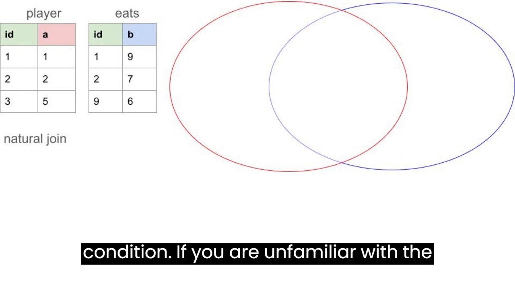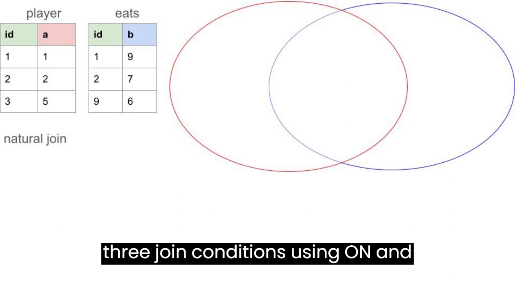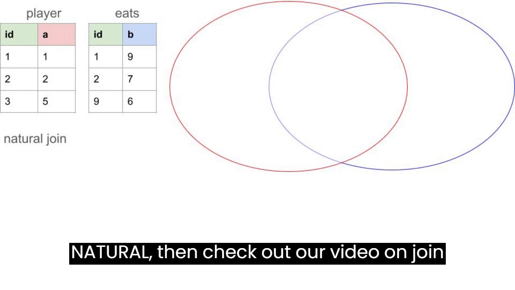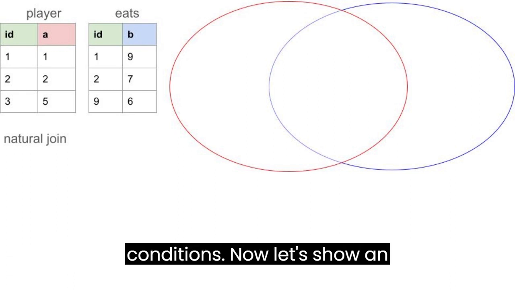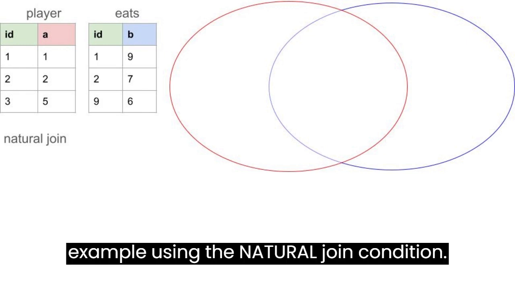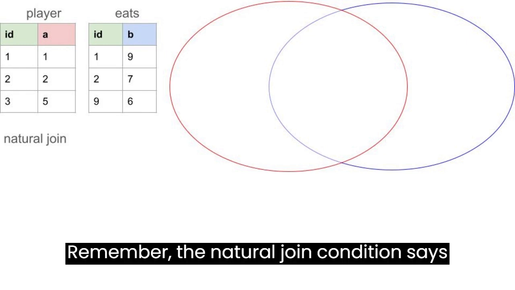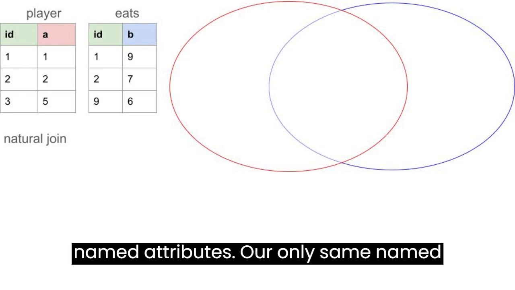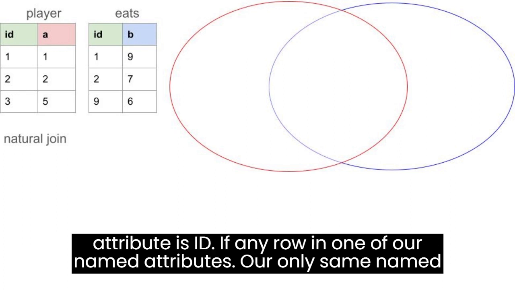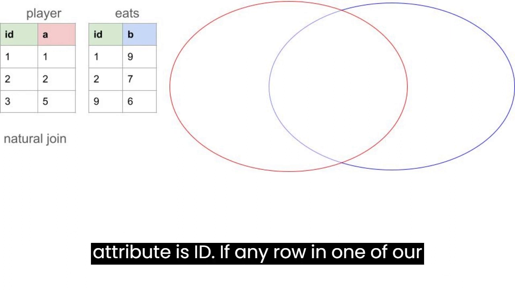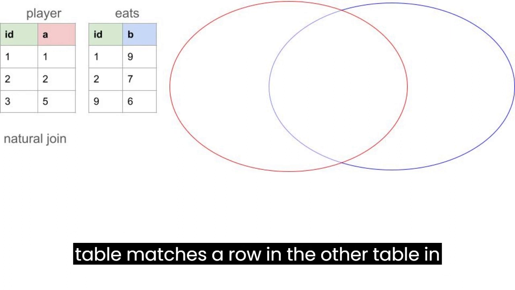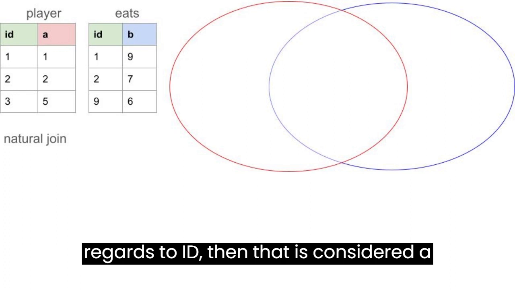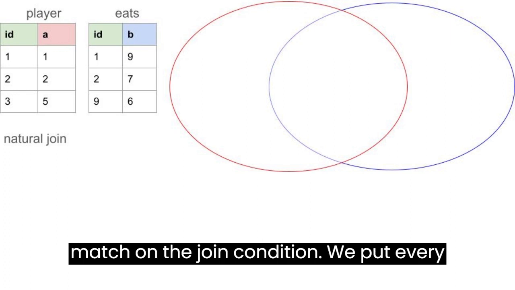If you are unfamiliar with the three join conditions using ON and NATURAL, then check out our video on join conditions. Now, let's show an example using the natural join condition. Remember, the natural join condition says that we match our table rows by the same named attributes. Our only same named attribute is ID. If any row in one of our tables matches a row in the other table in regards to ID, then that is considered a match on the join condition.